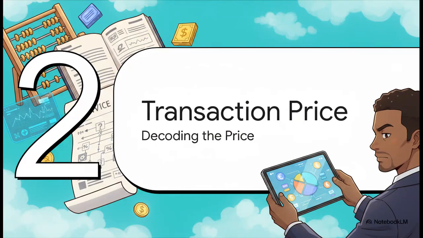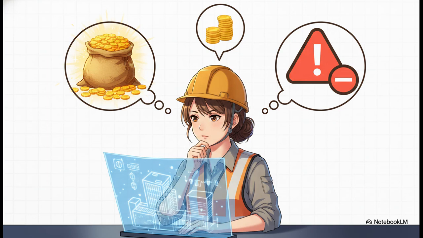Moving right along to Section 2, decoding the transaction price. What's really interesting here is how we handle Step 3 of our blueprint, because in the real world, transaction prices are rarely just a simple, flat fee. Often the amount of money you're going to get is pretty uncertain. Imagine you're a real estate builder. Your client tells you, look, if you finish this building in a year, I'm giving you a massive bonus. A year and a half, a smaller bonus. But if you're late, I'm hitting you with a penalty. That uncertainty, not knowing exactly what the final dollar amount will be, is what we call variable consideration.